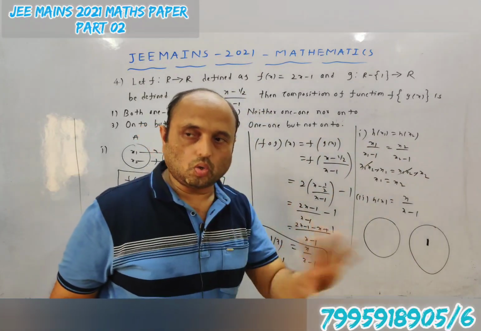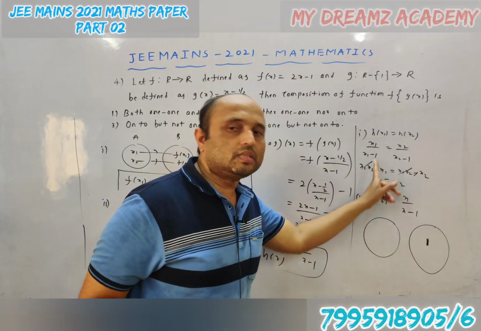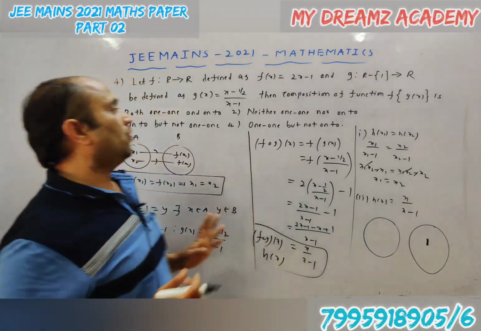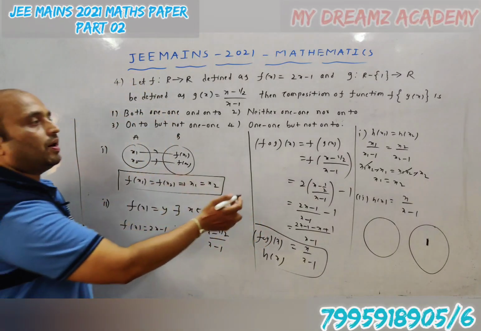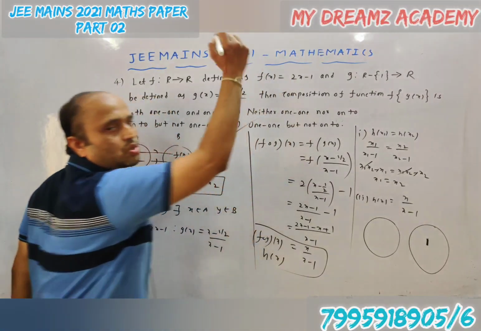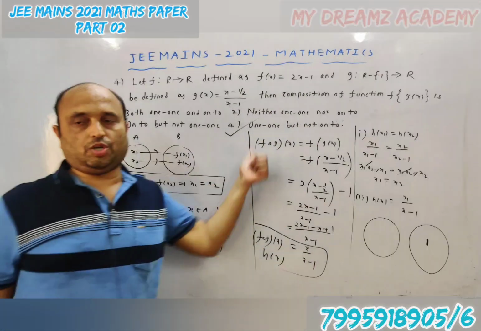Therefore, this is not onto, but this is one-one. So which option is true? One-one but not onto. The fourth option is true. Our required answer is the fourth option.